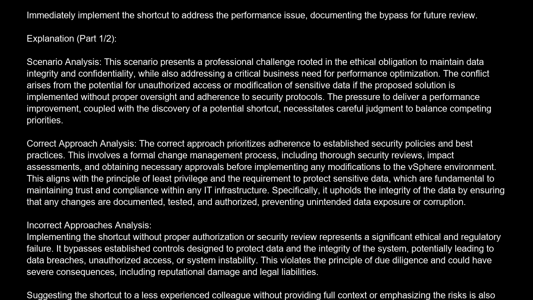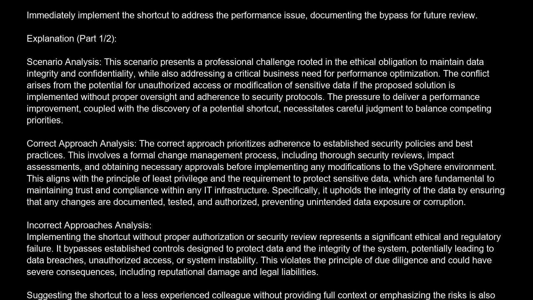Explanation. Scenario analysis. This scenario presents a professional challenge rooted in the ethical obligation to maintain data integrity and confidentiality, while also addressing a critical business need for performance optimization. The conflict arises from the potential for unauthorized access or modification of sensitive data if the proposed solution is implemented without proper oversight and adherence to security protocols.